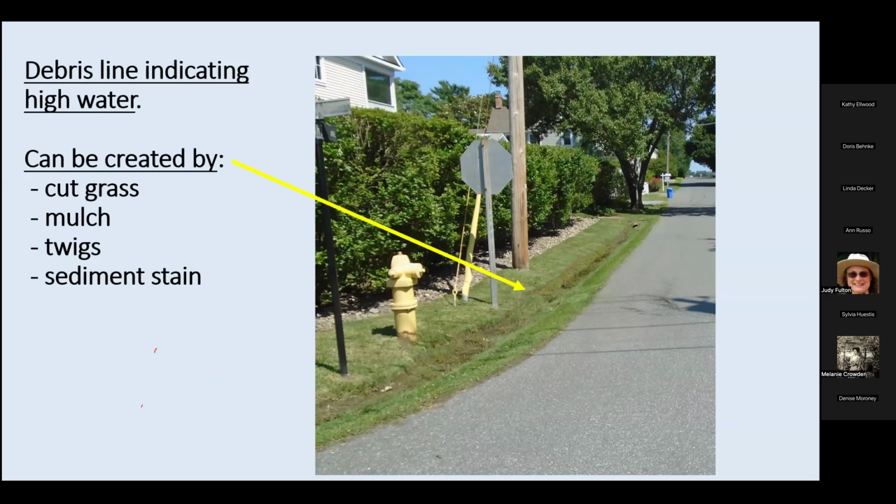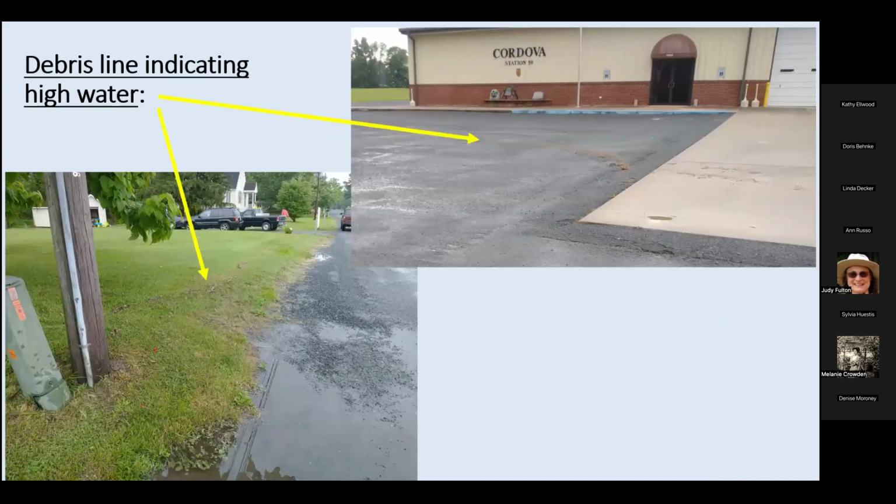In a manicured lawn, sometimes the only sign may be that the cut grass, the dead grass, is what forms the flow channel, or you kind of see where it's built up and created that debris line. But it could also be mulch, twigs, or it just could be sediment-laden water that shows you where things have moved. And I've got just a couple more examples of this.